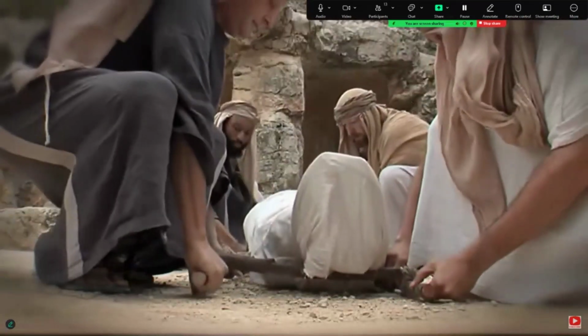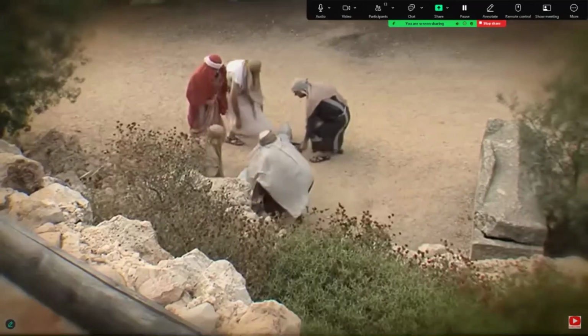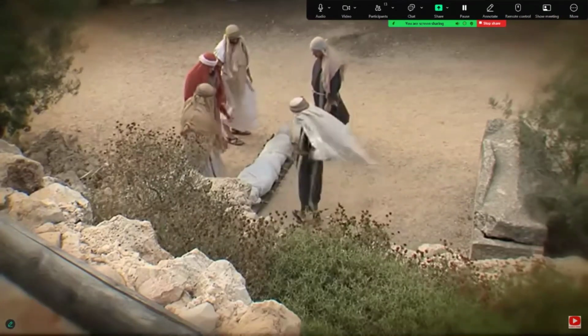When a family member died, the body of the deceased was left in the family tomb to decay for a minimum of 1 year. A year later, when the flesh of the deceased had fully decayed, the family would return to the tomb to gather the bones of their loved one.